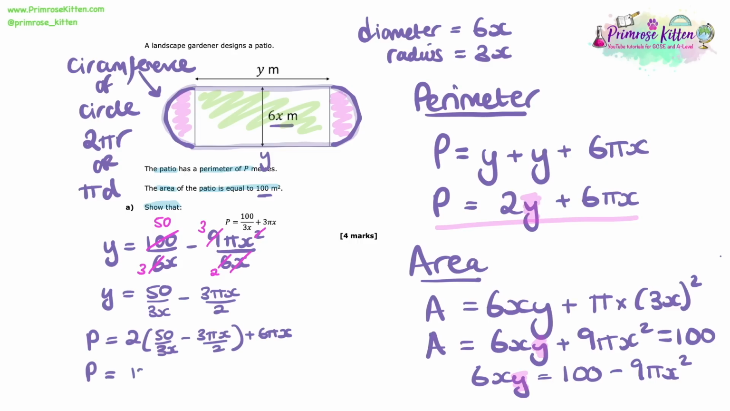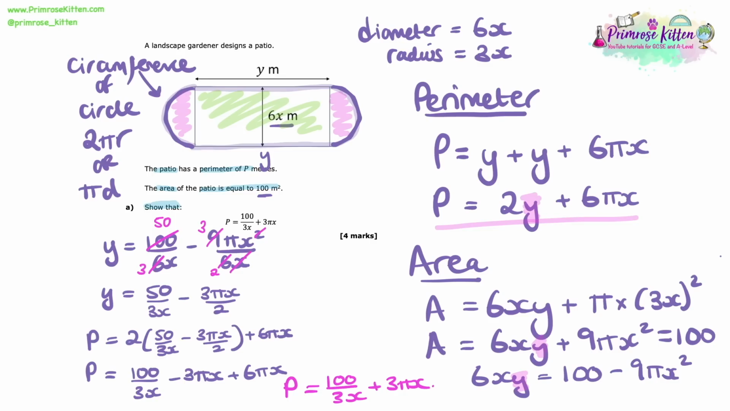That gives us P equals 100 over 3x. Remember, we just times the tops because 2 is essentially 2 over 1. Minus, it just becomes 3 pi x, plus 6 pi x. And gather up the like terms here of the minus 3 pi x plus 6 pi x. And that leaves us with P equals 100 over 3x plus 3 pi x.